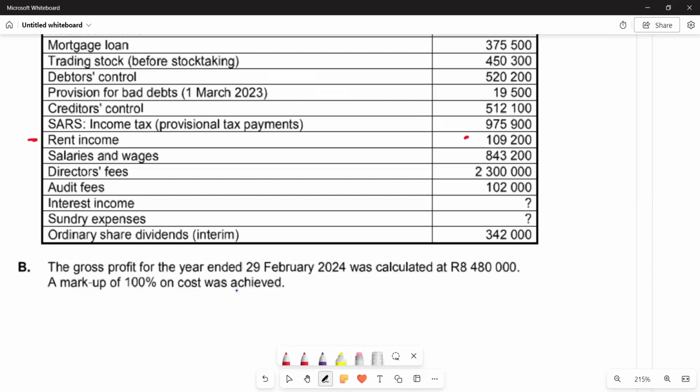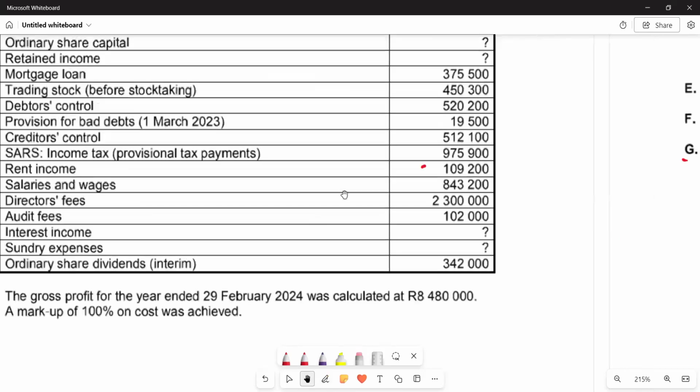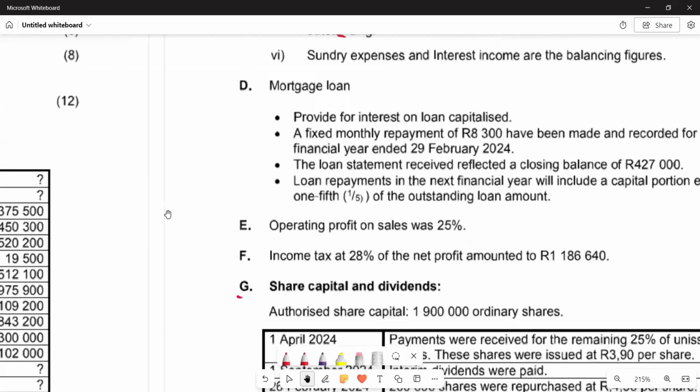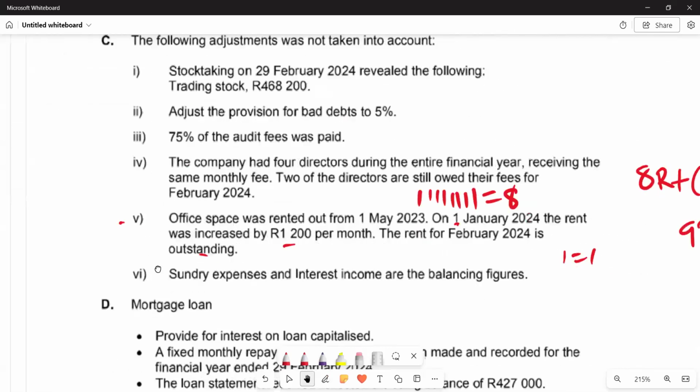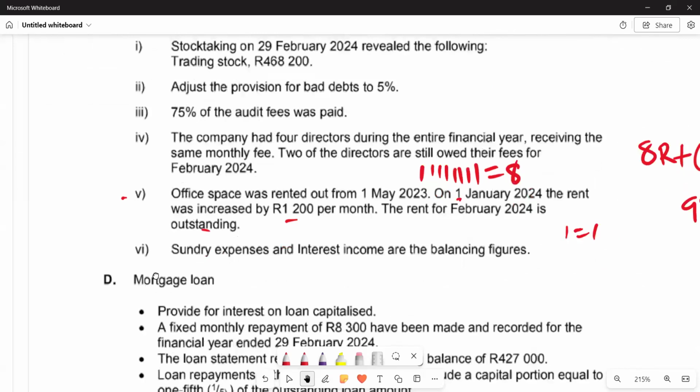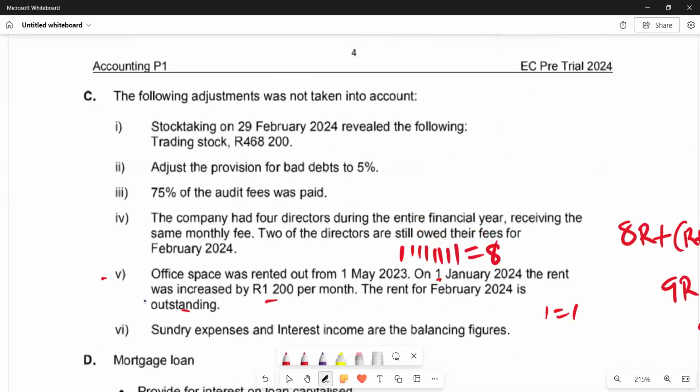Then obviously go to the extra information to try to find out anything that can lead us to additional income. Go through each and every piece of extra information. But you'll see that on the issue of valuation of stock taking on February 2024, review the following trading stock will require 68,200. So you are supposed to calculate trading stock surplus.